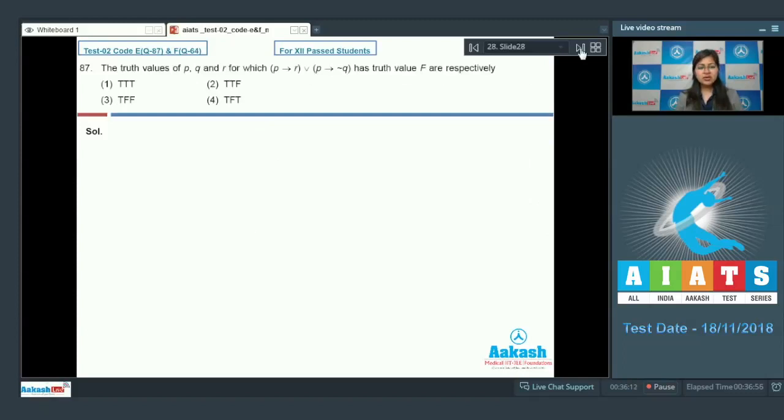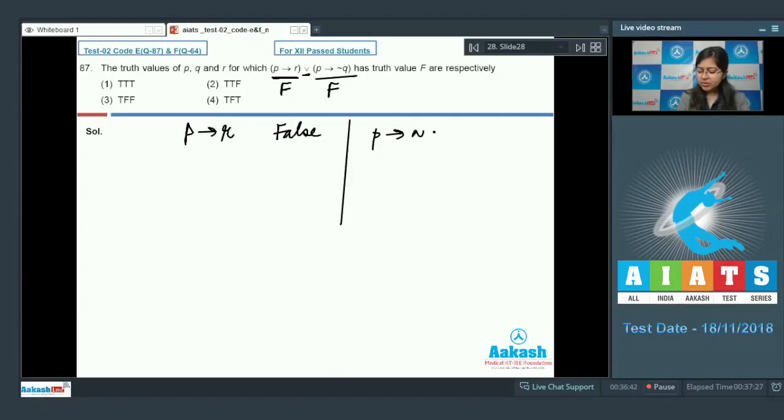Next is question number 87, which says: the truth values of P, Q and R for which (P implies R) or (P implies negation of Q) has truth value F, respectively. Now here we have the OR sign. For OR to be F, we know that both of these should be F, right? That is, P implies R should be false and P implies negation of Q should also be false. Then only we can get the truth value as F.